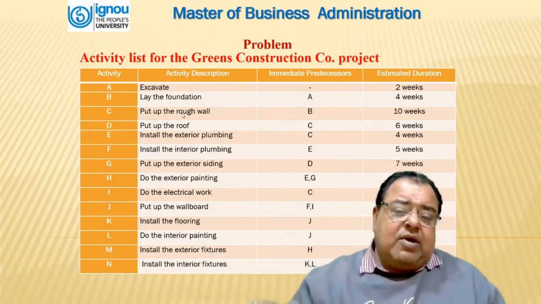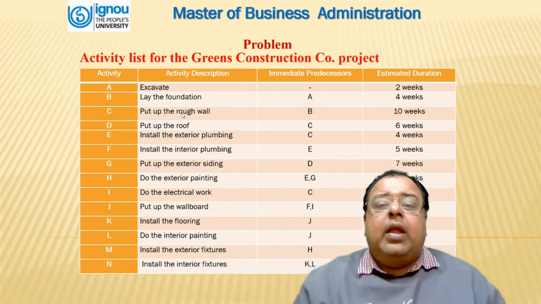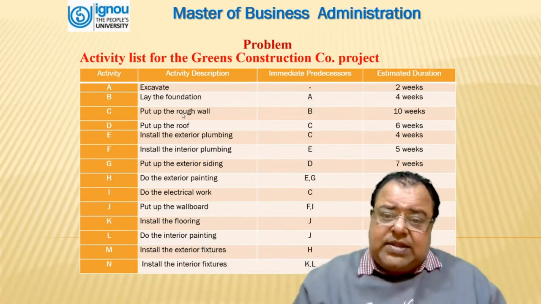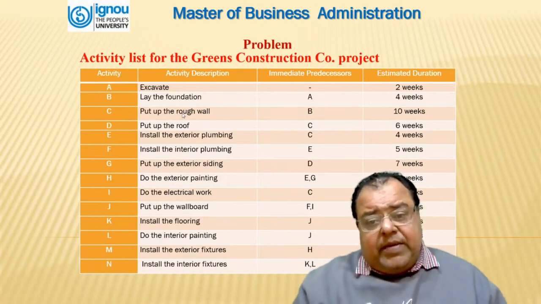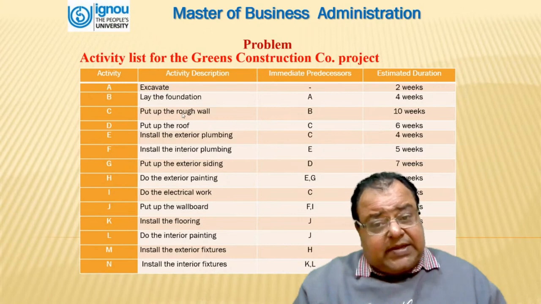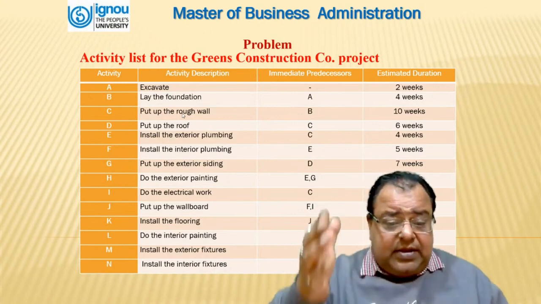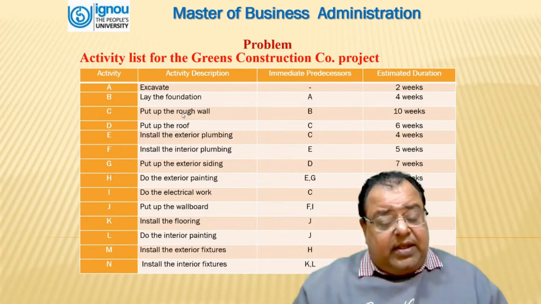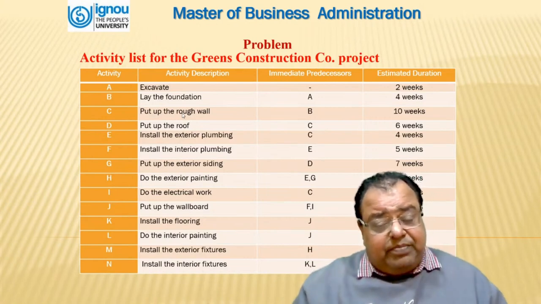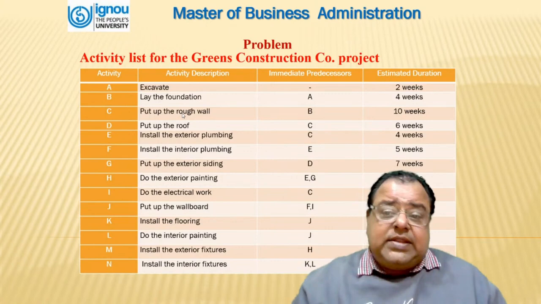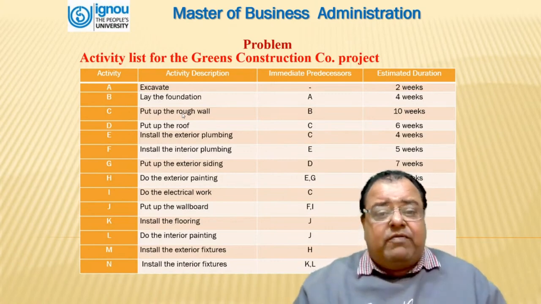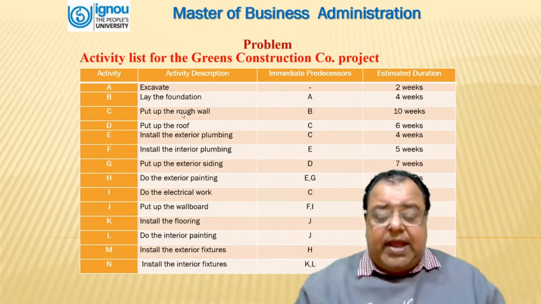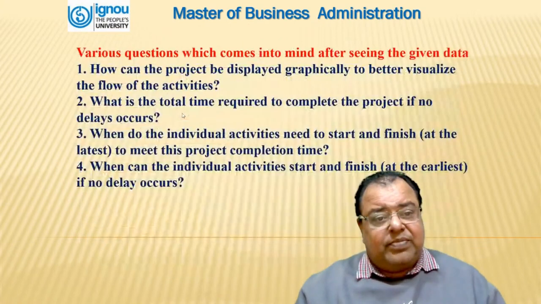Now, in the third column, we can see that the immediate predecessor activity is provided: for B it is A, for C it is B, for D it is C. Similarly, till N, all activities are provided. And the estimated duration in weeks is also provided. Now, we will be picking this and drawing up the diagram.